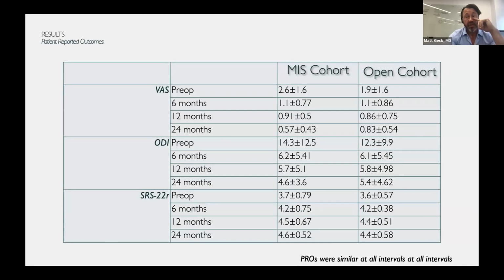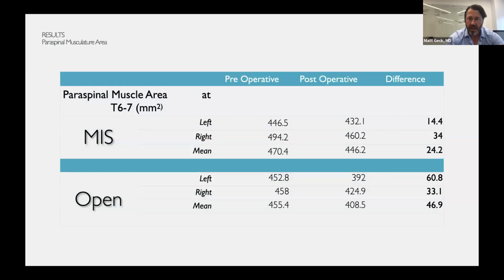And this is just going through the standard PROs that we collect on everybody. In this, you kind of see the same sort of getting better a little bit faster in the minimally invasive, but you do see topping out the MISs at 4.6 and the opens at 4.4. But again, that's a very standard average for idiopathic scoliosis.